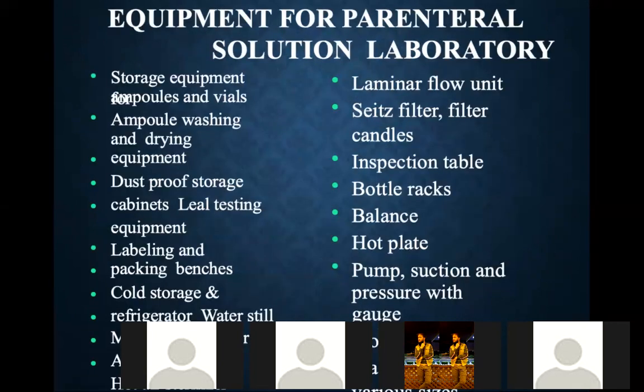So for the parenteral and solutions laboratory, it's a long list of equipment which is also required for solutions. Parenteral, you may be aware of in your class of industrial pharmacy. Storage equipment: after preparation, you must have storage equipment, ampoules and vials, ampoule washing and drying equipment, dust-proof storage cabinet lid. So you can know this list of drugs, various lists, as I told you, filters, candles, inspection table, whatever is required for parenteral solution and lab purposes. Is it clear?